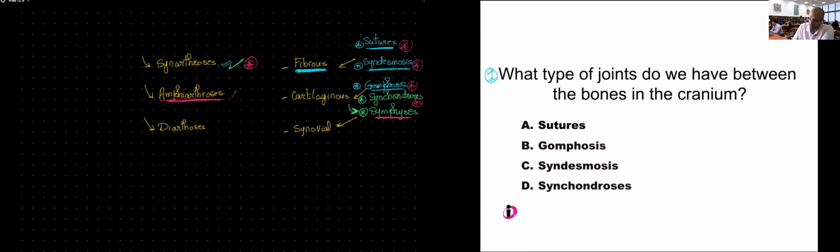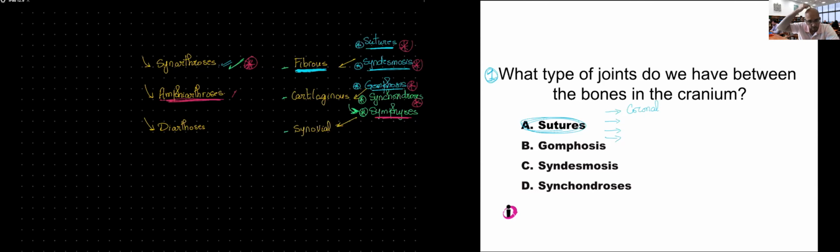A, exactly, sutures. Can you remind me of the names of the four sutures that we need to know for the upcoming lab exam? Do you remember what are the four sutures that we have discussed? Remember, what was the name of the suture between the frontal bone and the two parietal bones? That looks like a crown. What do we call the suture? Exactly, coronal suture.